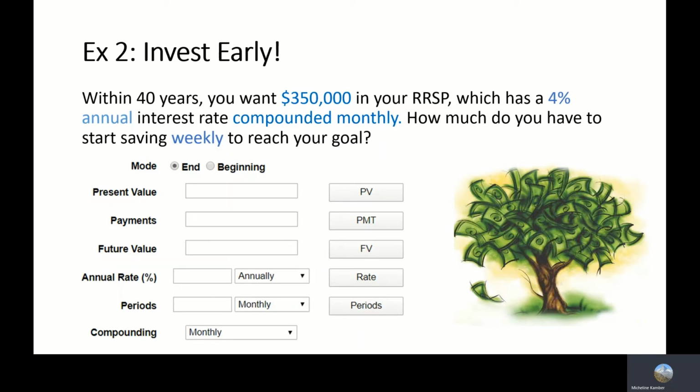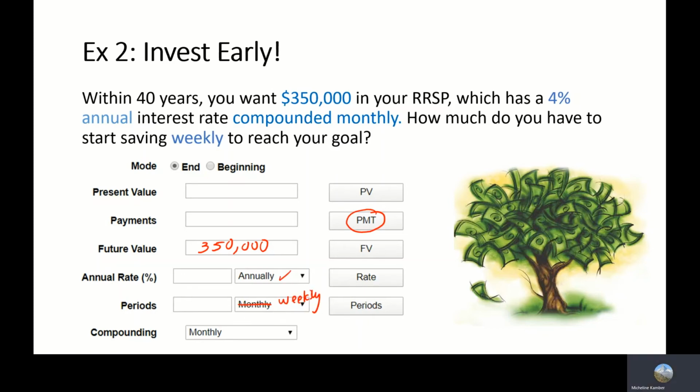Let's say that within 40 years, you want to have $350,000 in your RRSP, which has a 4% annual interest rate, and that is compounded monthly. So how much would you have to start saving every week in order to make your goal? So the future value we want is $350,000. And what we're going to try to figure out is what our payments should be weekly. So we're going to change the payments here to weekly.